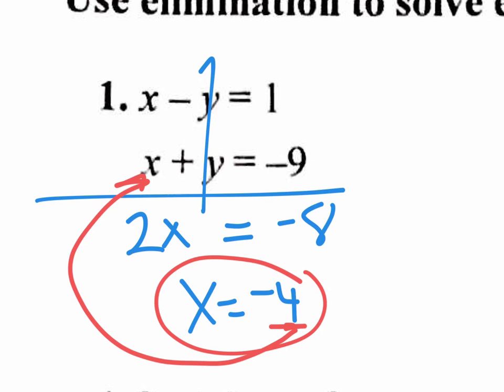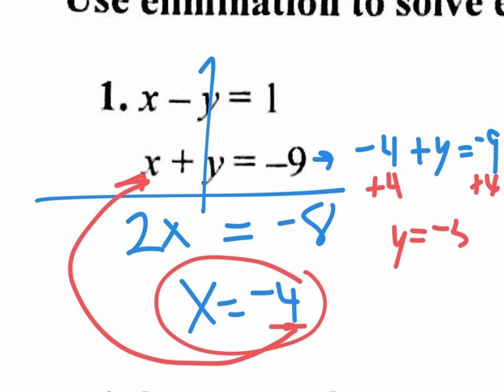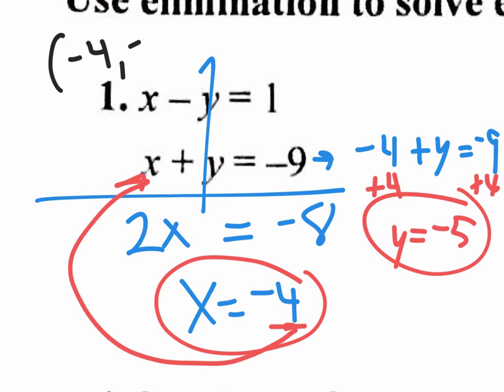I want to plug in the x. I want to make it a negative 4. So it's going to actually become negative 4 plus y equals negative 9. And then you solve the way you always solve, plus 4. So you get y equals negative 5, and you're done. And if you flip the paper over, you should see that the correct answer is the coordinate negative 4, comma, negative 5. How easy is that? Piece of cake, right?